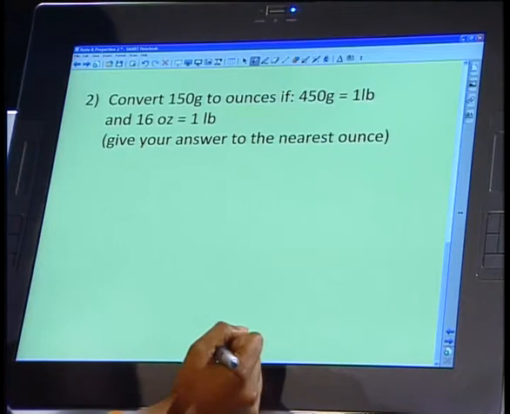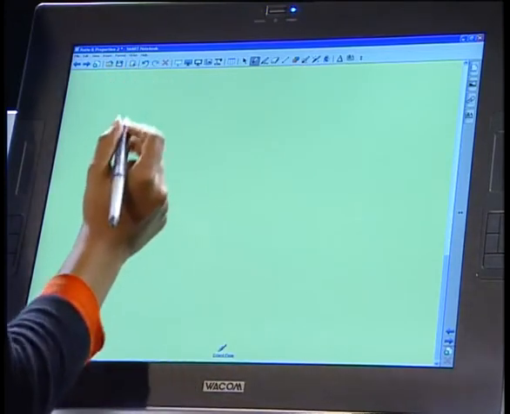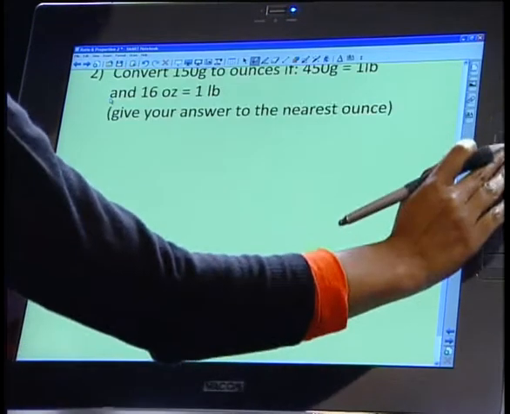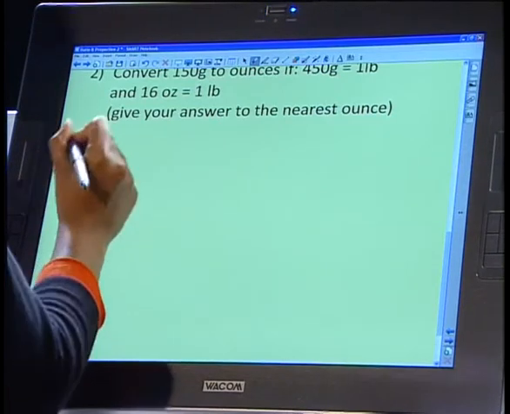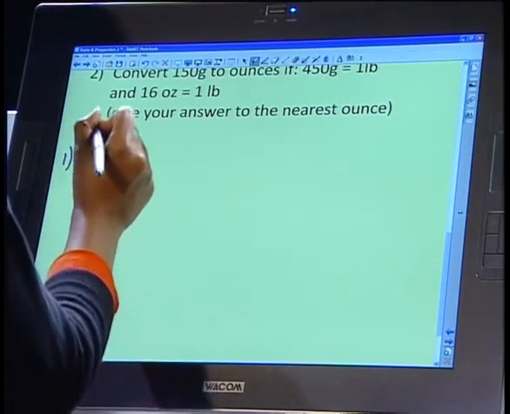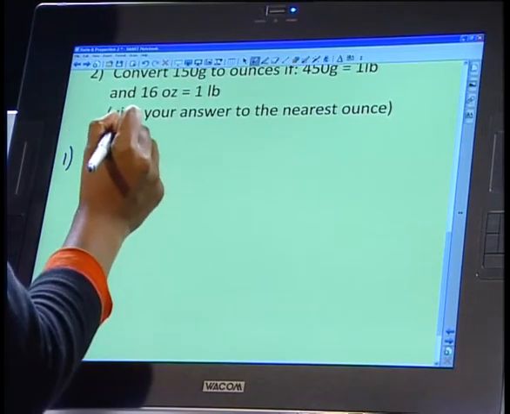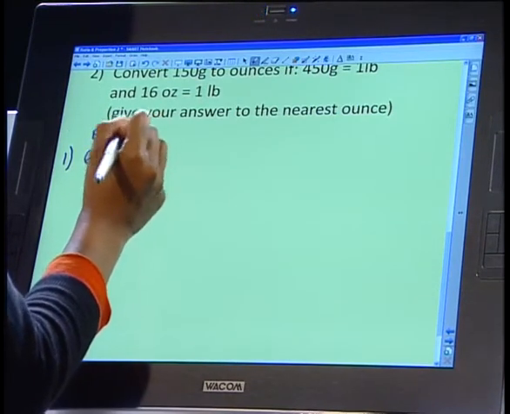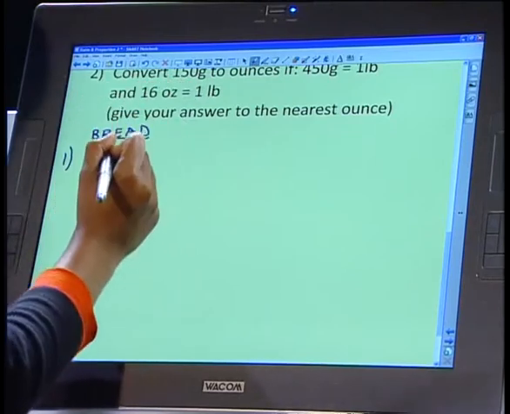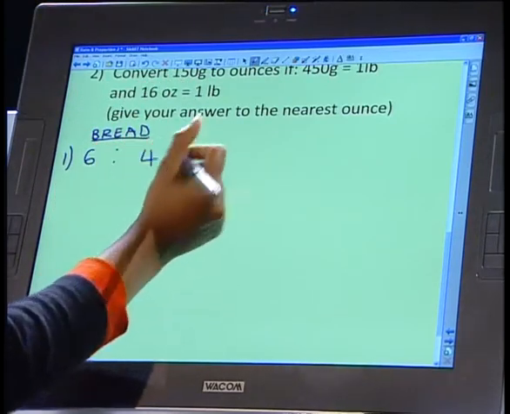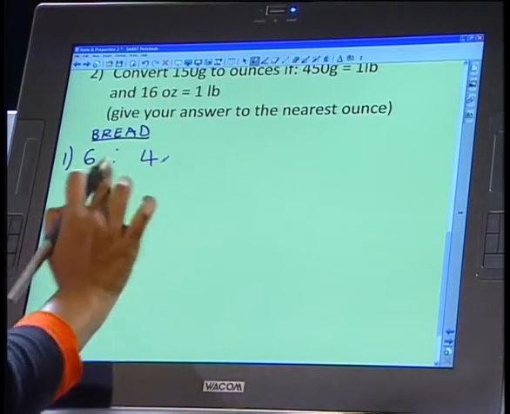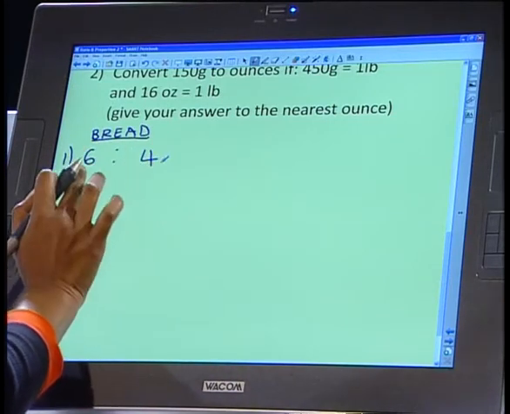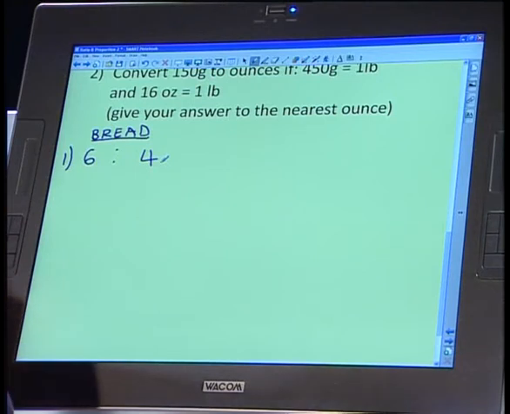So let's get started on that. We know that 6 slices of bread. Okay, so this is the first part of the question. When we had 6 slices of bread, we then had enough bread in this recipe for 4 people. So I've set it up as a ratio. I'm saying 6 slices of bread is to 4 people. So for 4 people, I will need 6 slices of bread.